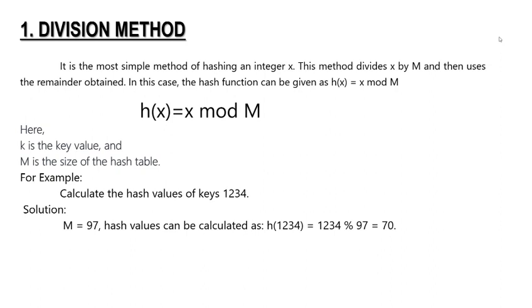Let's take an example. If the key is 1234, for example, and the size of the hash table is 97, then we have to find the hash value by using the hash function h(x) = x mod m, where x is 1234 and m equals 97. That is 1234 mod 97, which gives the integer value 70. In that position 70 we can store an item in the hash table.